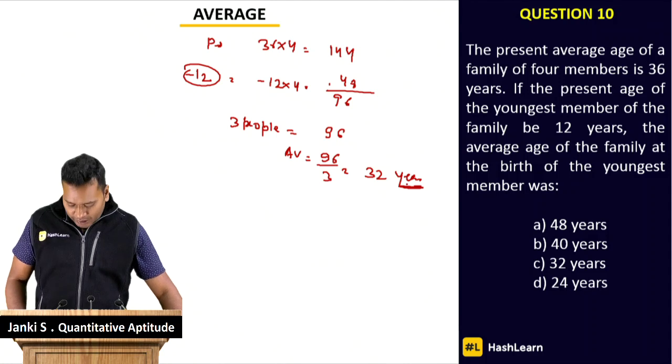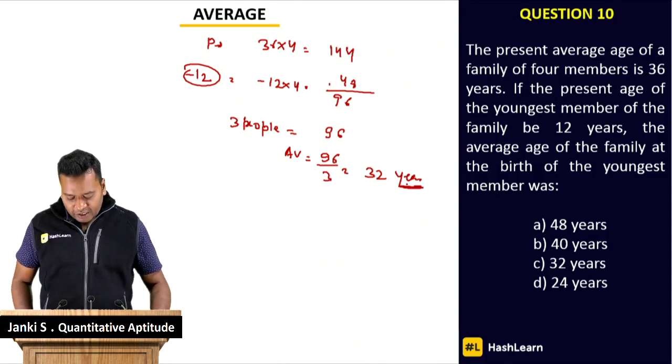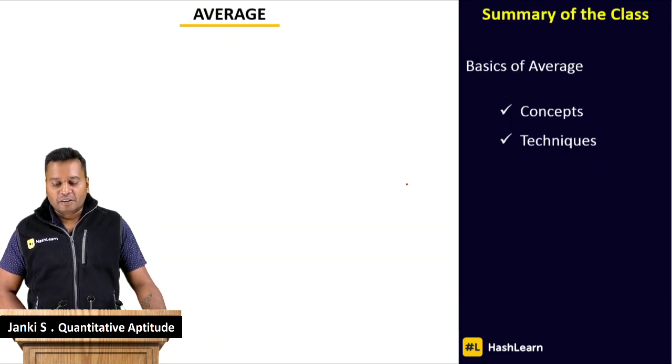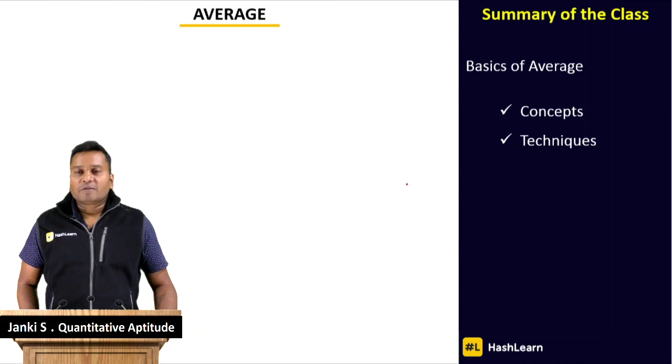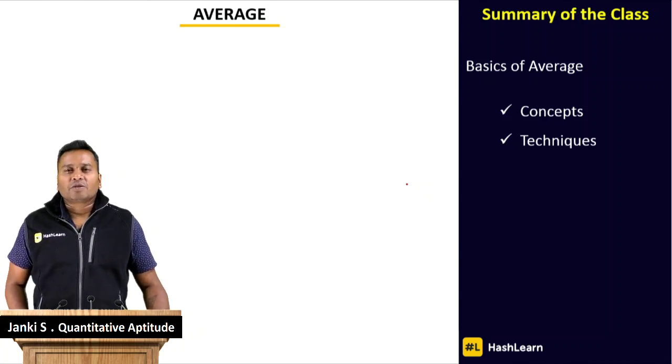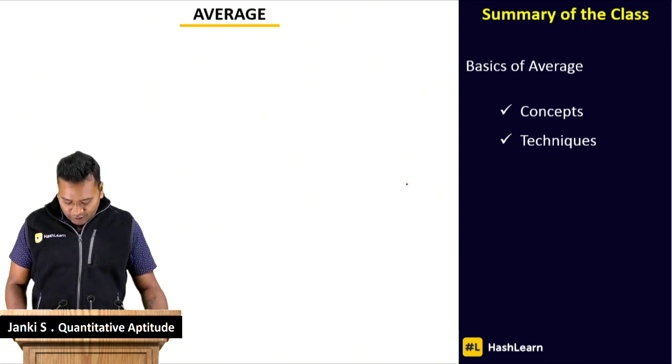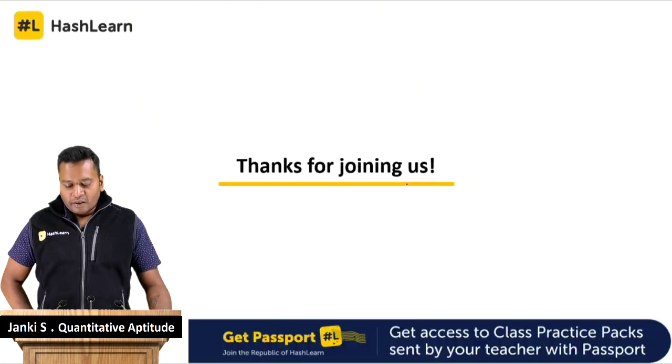Right? So now you can identify that in maximum cases we have applied the format of allegation. You can always apply the allegation format to work on the questions. So what was the summary of the class? As we have seen, we have worked on the basics of average. We have worked on the format, which is nothing but the basic average, then weighted mean, and the allegation part. These are the few things which you need to keep in mind when you are working on the average part.